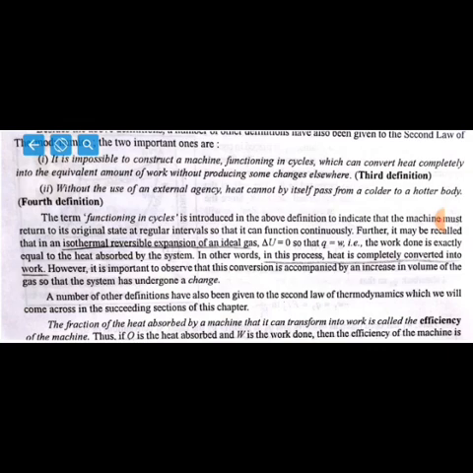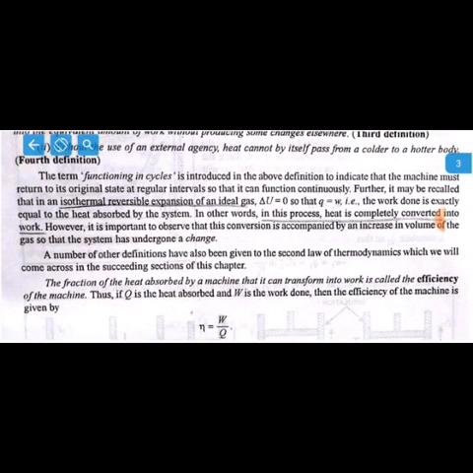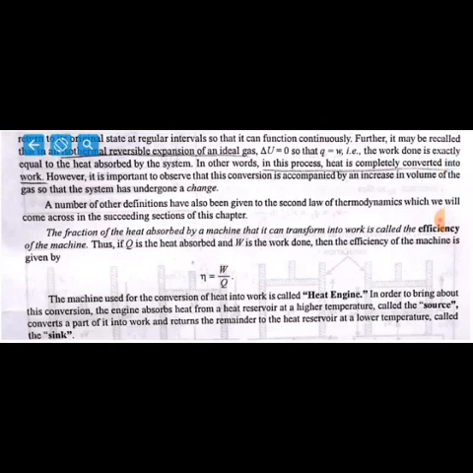A number of other definitions have also been given to the second law of thermodynamics, which we will come across in the succeeding sections of this chapter. The fraction of the heat absorbed by a machine that it can transform into work is called the efficiency of the machine. Thus, if Q is the heat absorbed and W is the work done, then the efficiency of the machine is given by eta is equal to W by Q.